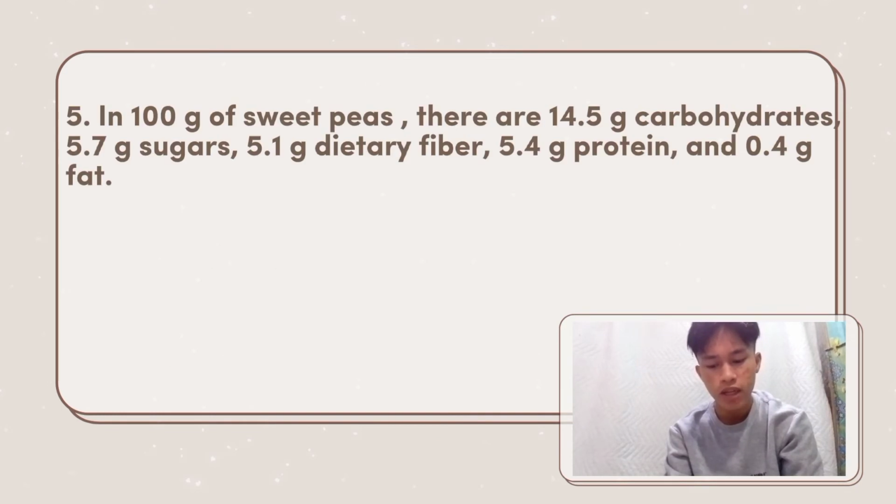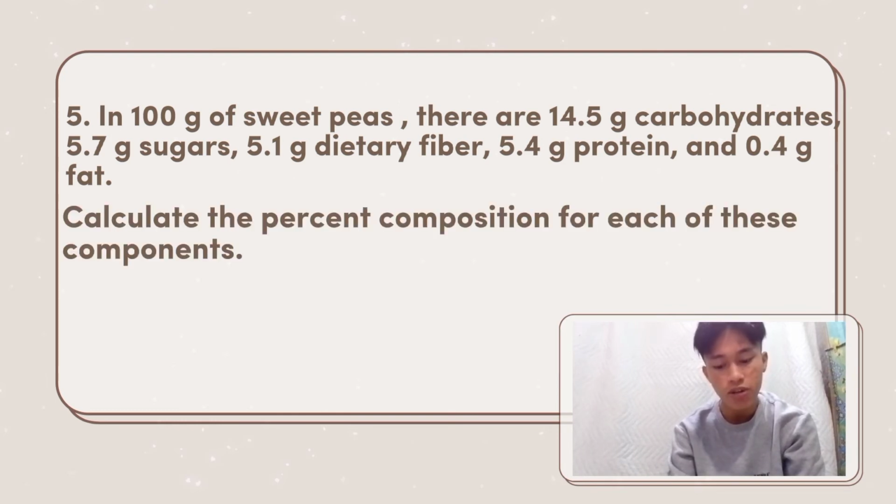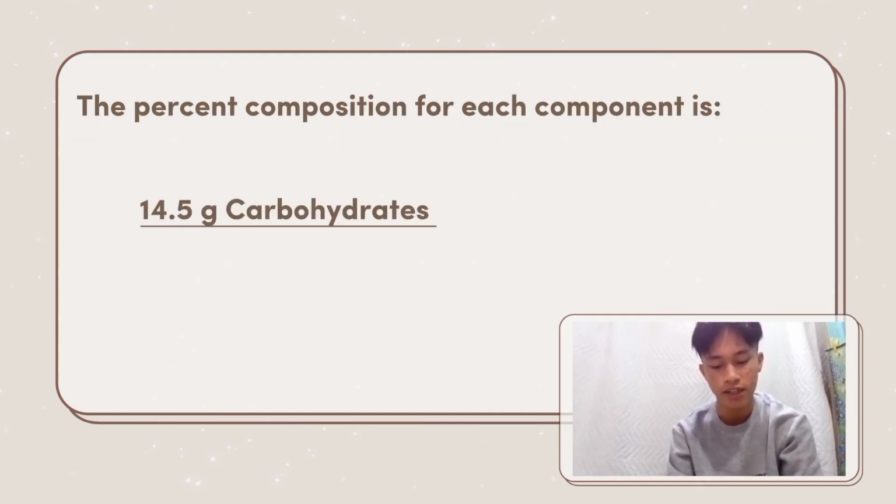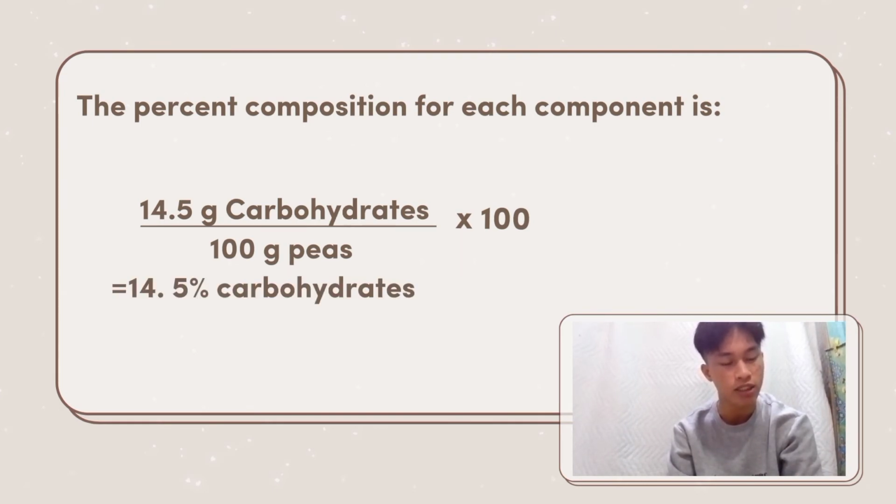Number 5. In 100 grams of sweet peas, there are 14.5 grams carbohydrates, 5.7 grams sugars, 5.1 grams dietary fibers, 5.4 grams protein, and 0.4 grams fat. Calculate the percent composition for each of these components. We will calculate it using the components formula. Carbohydrates is 14.5 grams, divided by 100 grams of peas, multiply by 100 equals 14.5% carbohydrates.